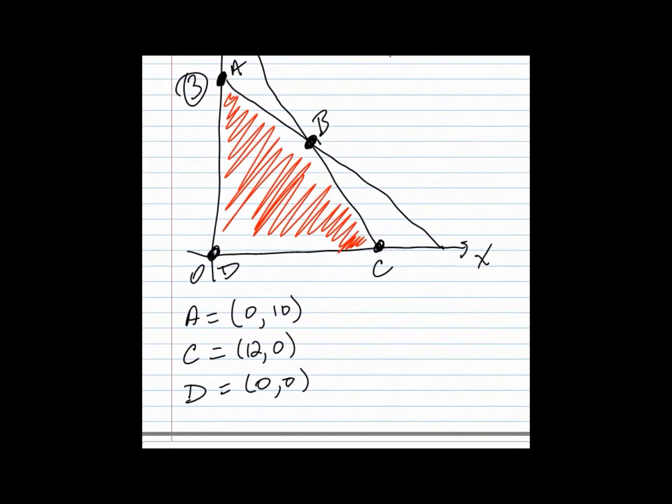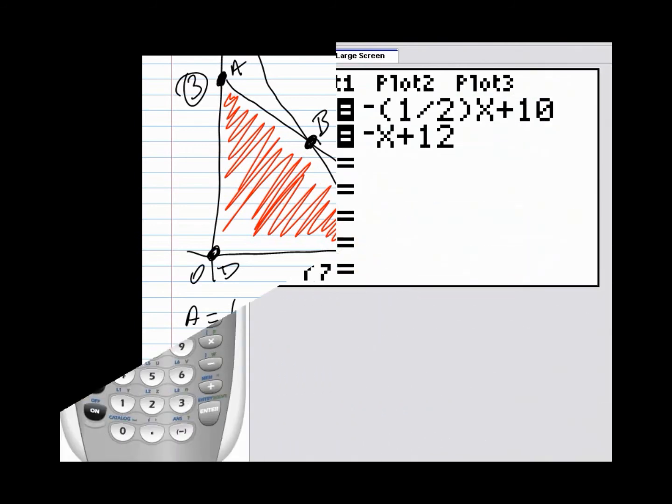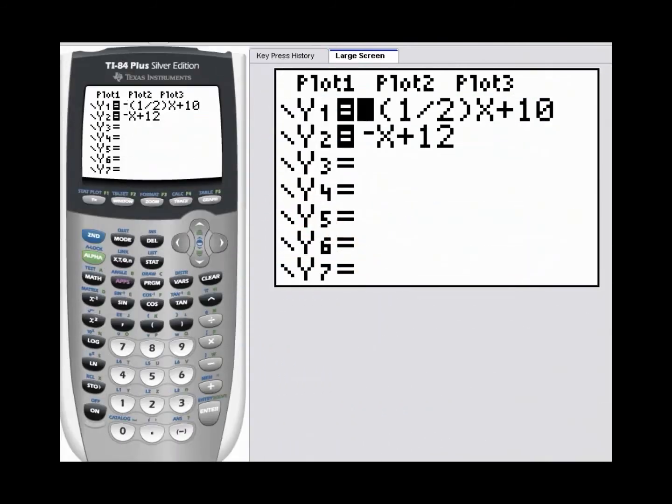So to find B, we could do this algebraically, but let's do it using the graphing calculator. So let me switch over to the graphing calculator. The first thing you want to do is find the intersection of two lines, so you enter those two lines into your calculator. And so I've got y1 as negative 1/x plus 10, and y2 as negative x plus 12.